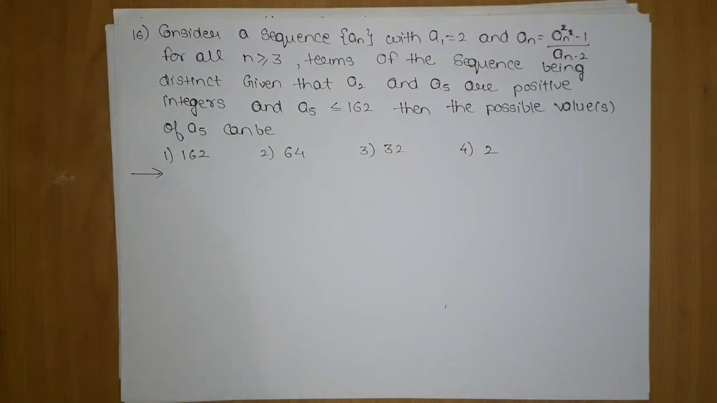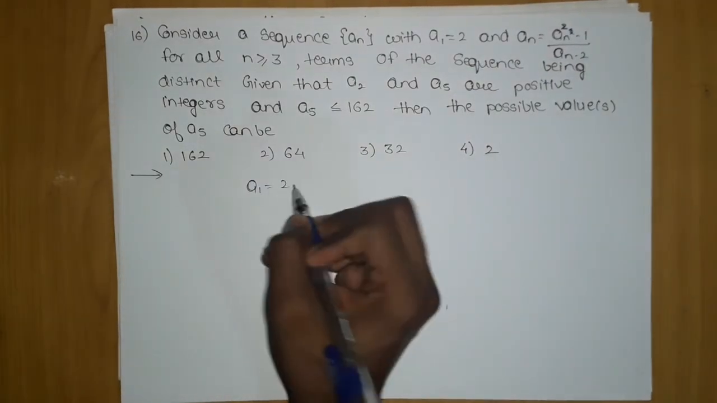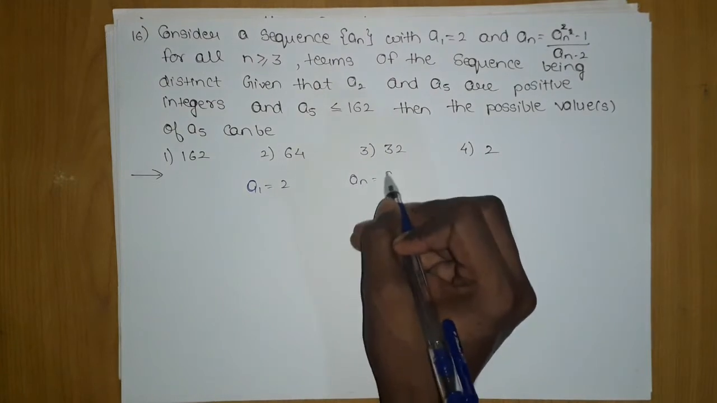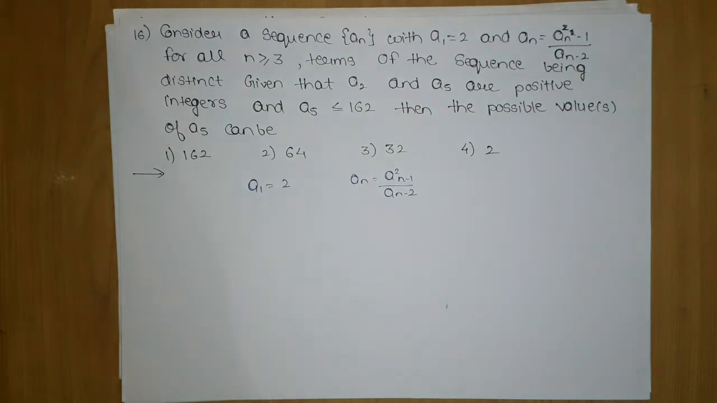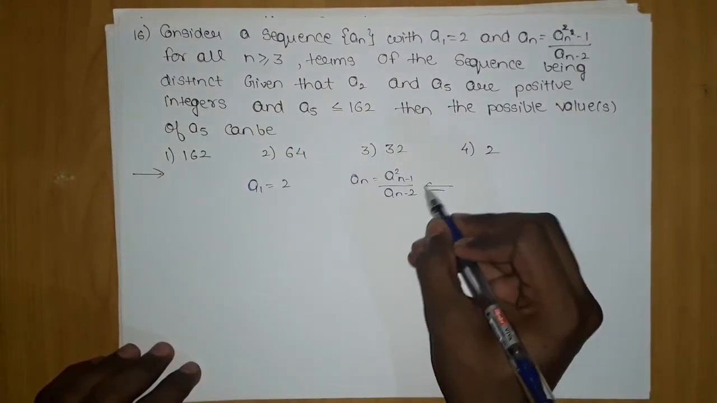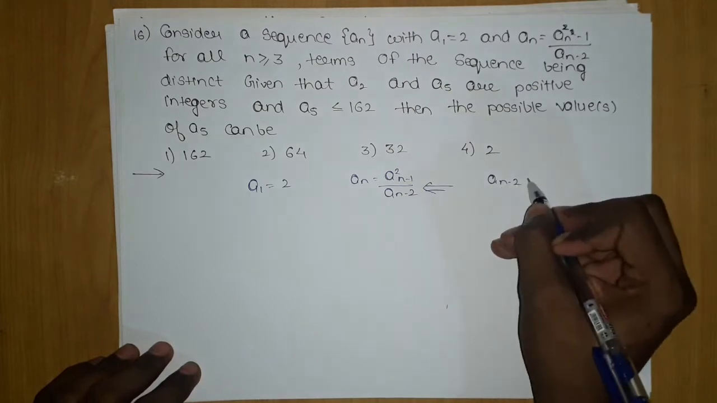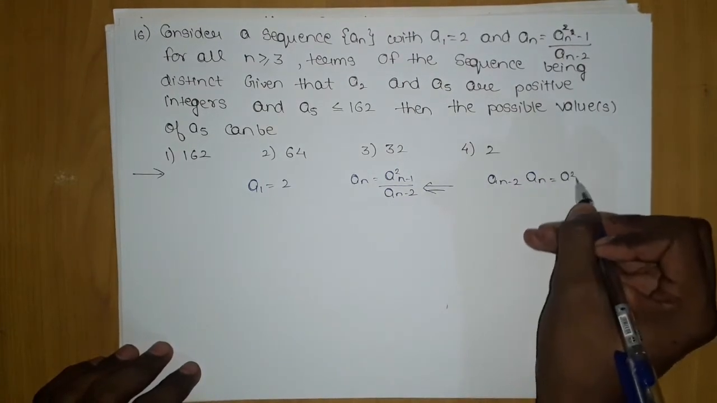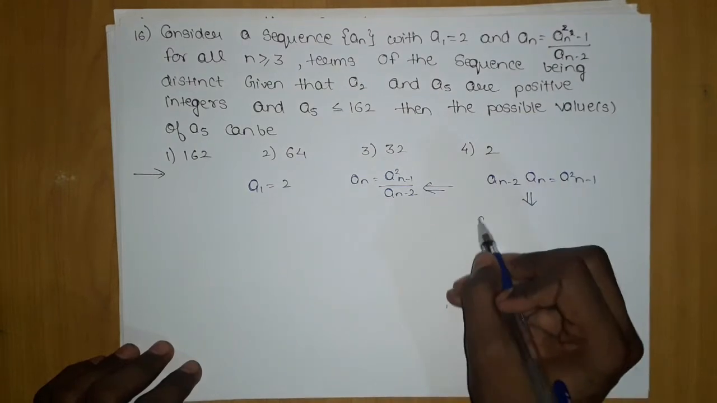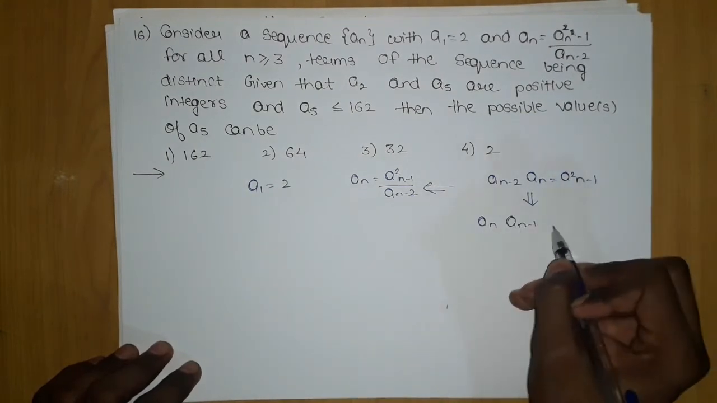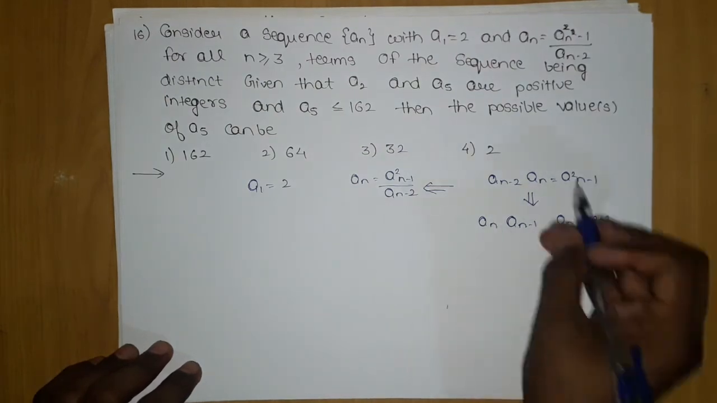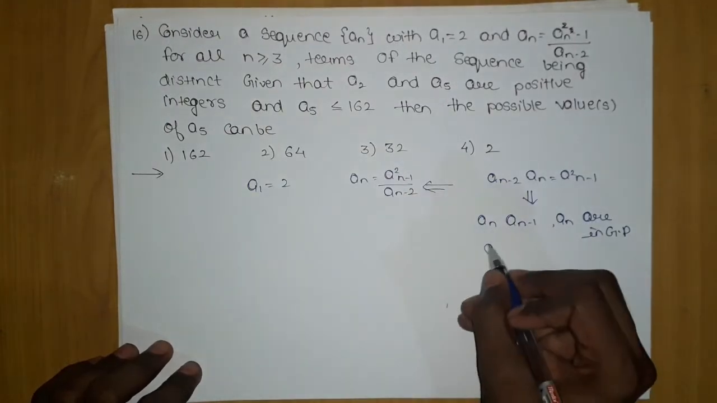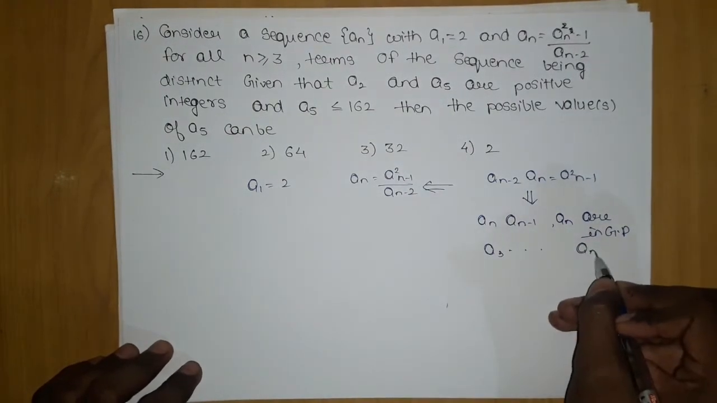Now here, a1 is given as 2, and a_n is a square (n minus 1) upon (n minus 2). If you have studied sequence and series properly, then you can clearly identify this condition. It tells that a_(n minus 2) into a_n is equal to a square (n minus 1). Doesn't this remind you of something, that a_(n minus 1) and a_n are in GP? And this will be true for all terms for n greater than or equal to 3. So a3 and so on till a_n are in GP.